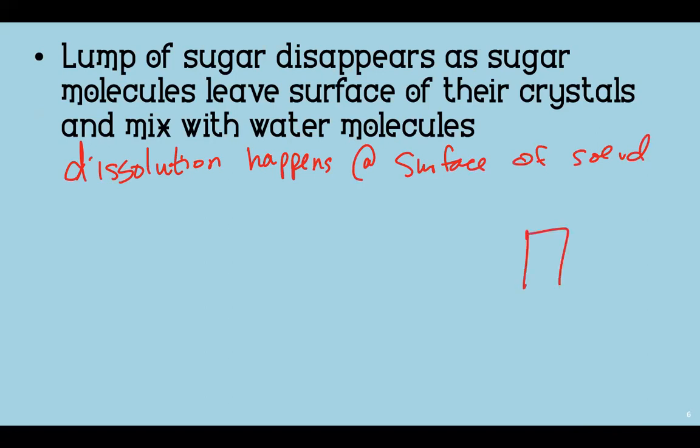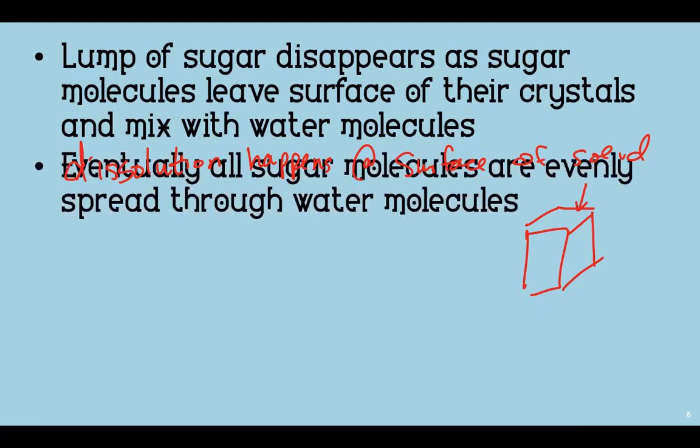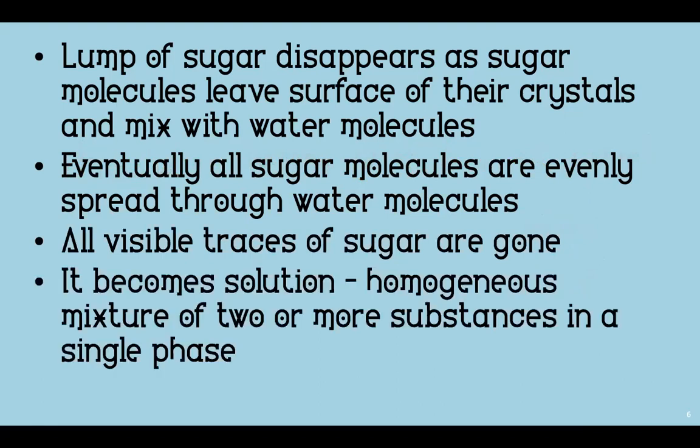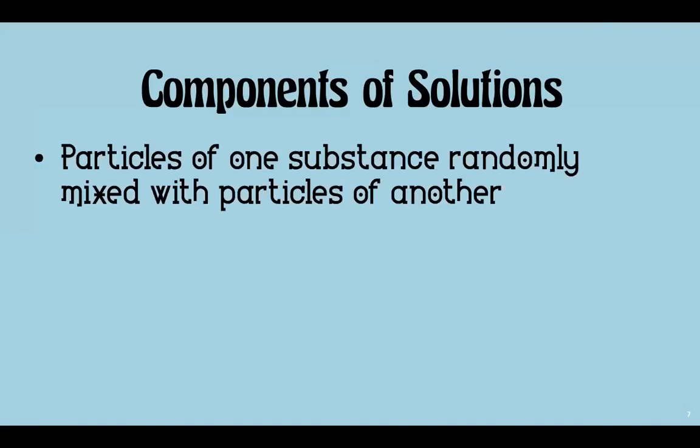So if you have a cube of sugar, then dissolving is going to take place at the surface because that is what's touching the liquid. Eventually, all of the sugar molecules are going to be evenly spread through the water molecules, and all visible traces of the sugar are gone. At that point, it becomes a solution, which is a homogeneous mixture of two or more substances in a single phase.